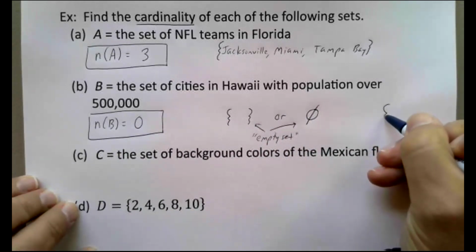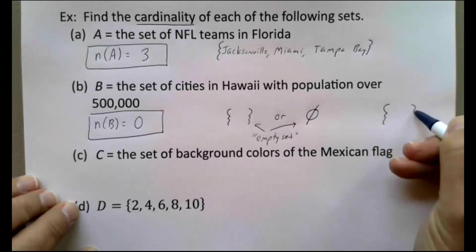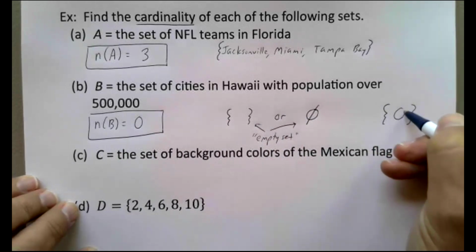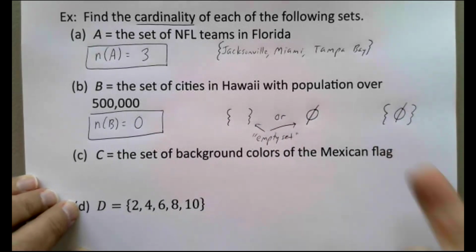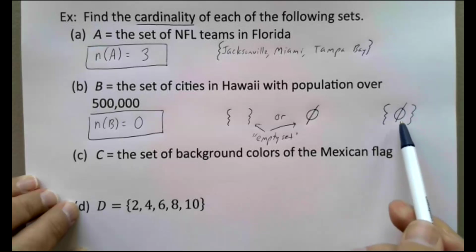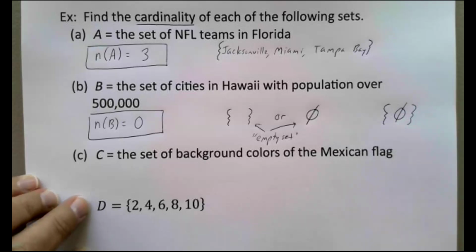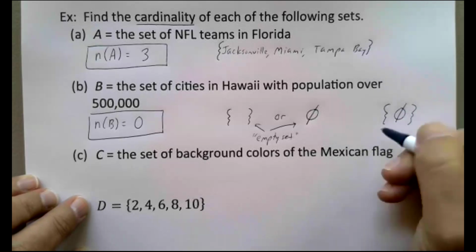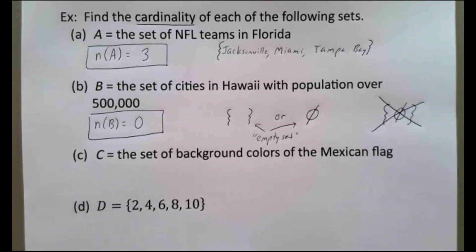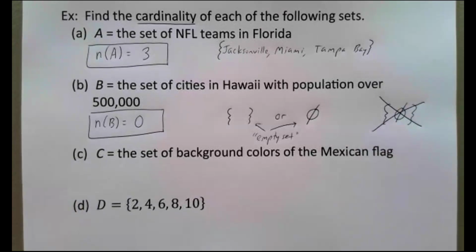Sometimes I see people do this. I think they just get excited and carried away and they're like, oh, I'm just going to do both of them like that. That doesn't make any sense at all. I don't know what you're talking about when you write that. This is the empty set inside of an empty set. You can't have a set inside of a set. That really doesn't make sense. The empty set has 0 elements in it.